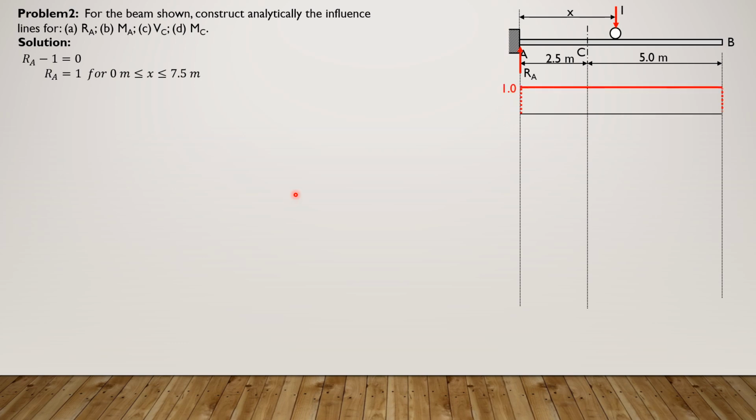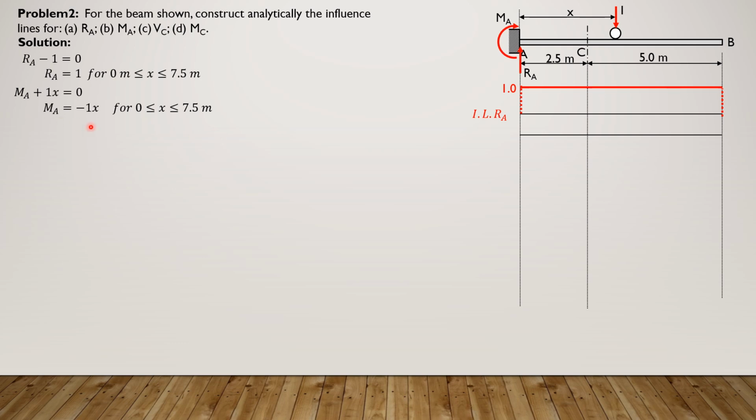So that's the influence line for RA. Next, for moment at A, same diagram, we just apply the positive moment at A, which is clockwise. Then summation of moment at A equals 0. Our equation is MA plus 1 times x equals 0. So MA is negative 1x, and again, this is for 0 less than or equal to x less than or equal to 7.5.